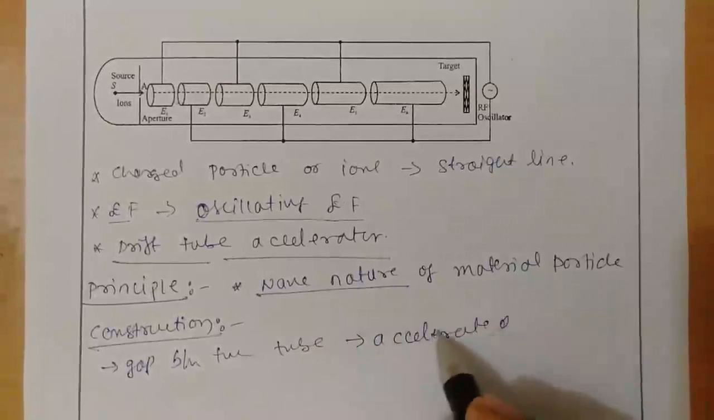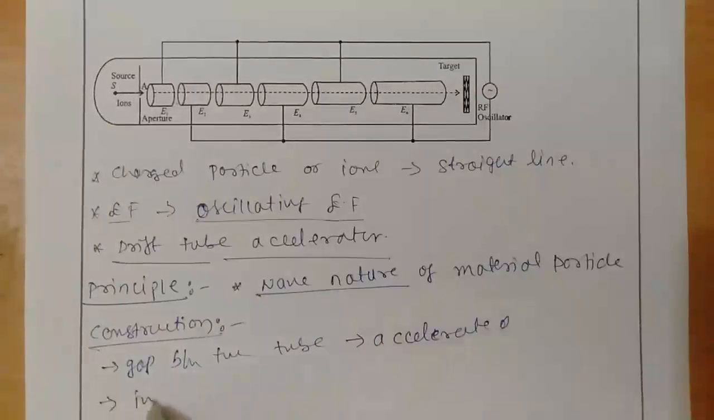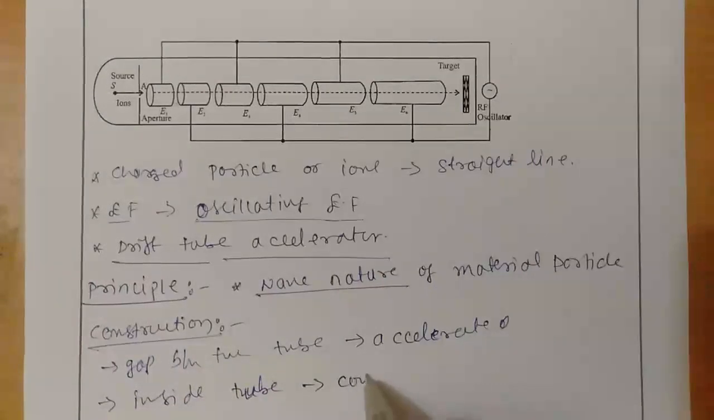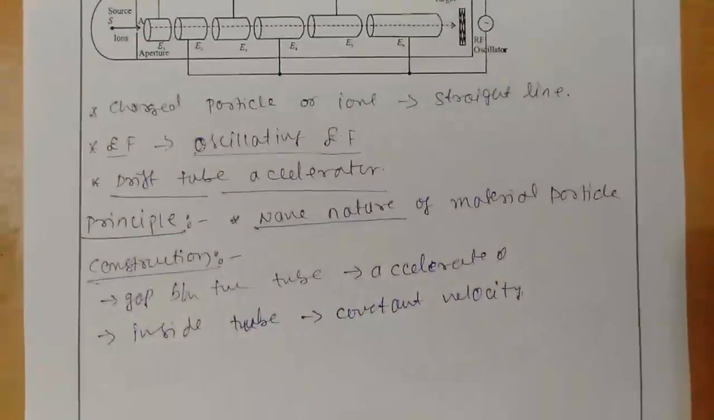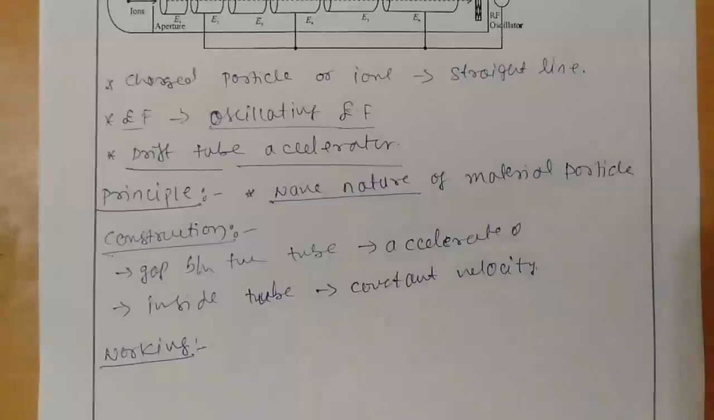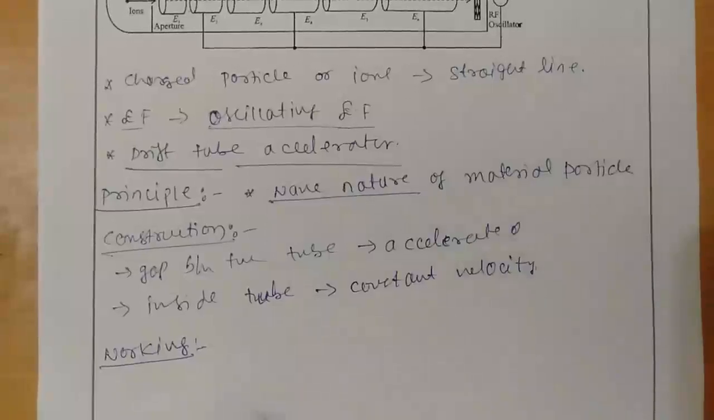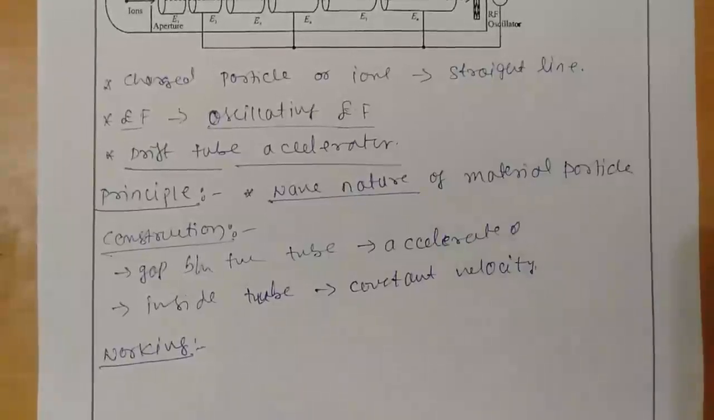I'll show you how. And inside the tubes, inside the electrodes, they move with a constant velocity. So this is how it works. Now, during the working of this linear accelerator, we will explain how the charged particles are getting accelerated in the gap between the tubes. Now let us see how this linear accelerator or drift tube accelerator works.